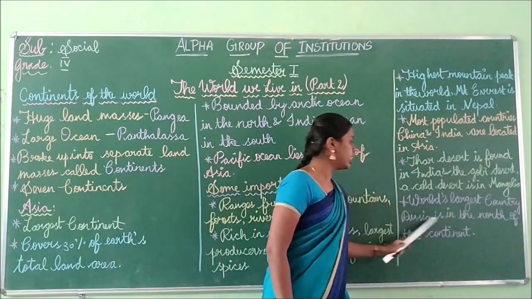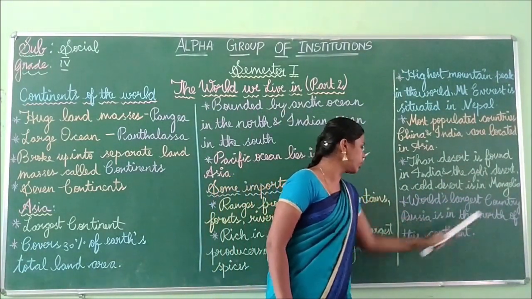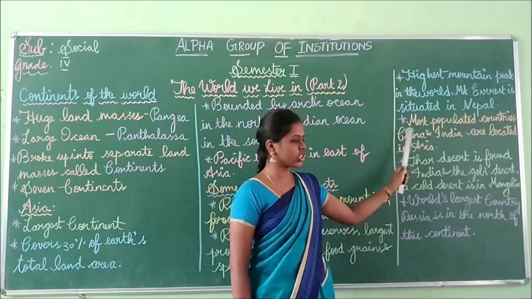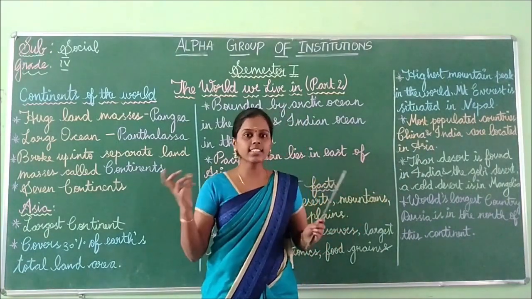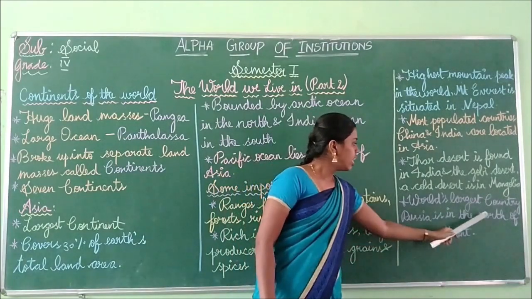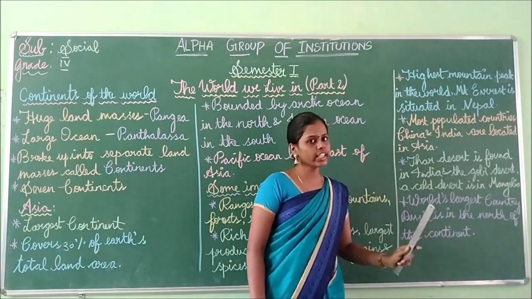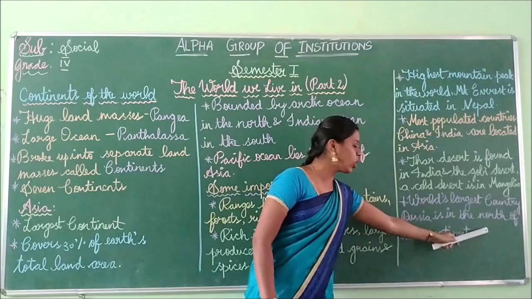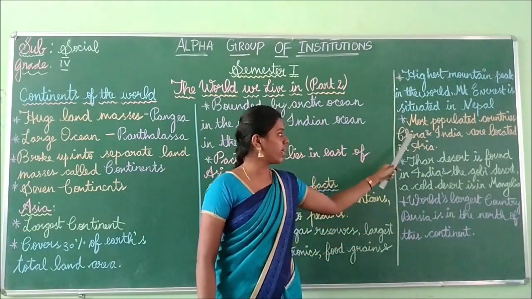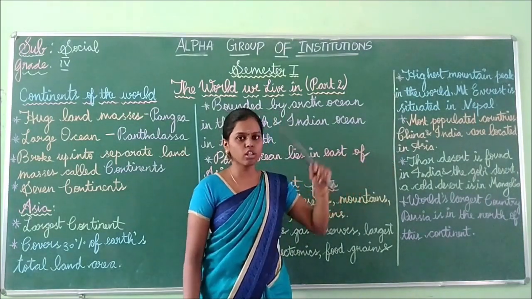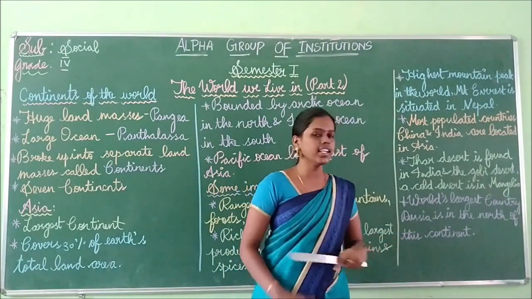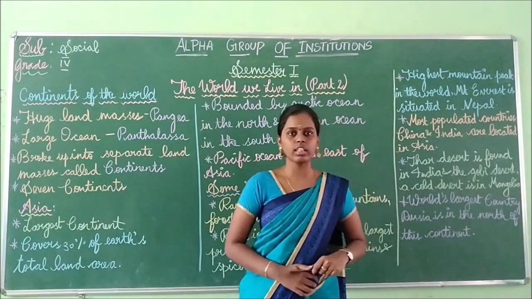The world's largest country, Russia, is in the north of this continent. We saw about the most populated countries, China and India. But the largest country according to land area, which is that? It is Russia. Where is it located? It is located in the northern part of Asia. So, the world's most populated countries, China and India, are located in Asia, and the world's largest country, Russia, is also located in Asia only.